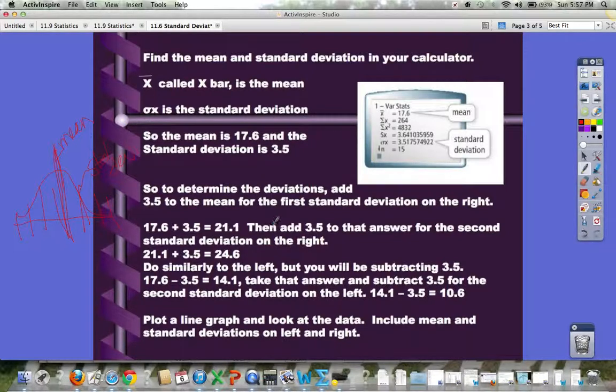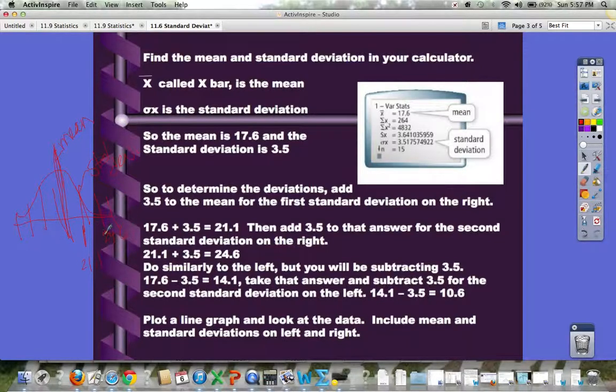When you're finding these standard deviations, you're going to use the mean and either add or subtract. For the ones on the right, you take your mean and add a standard deviation. In this case, 17.6 plus 3.5 gives you 21.1. That's one standard deviation. Then from there you add another 3.5 to 21.1, which gives you 24.6. That's 2 standard deviations to the right.